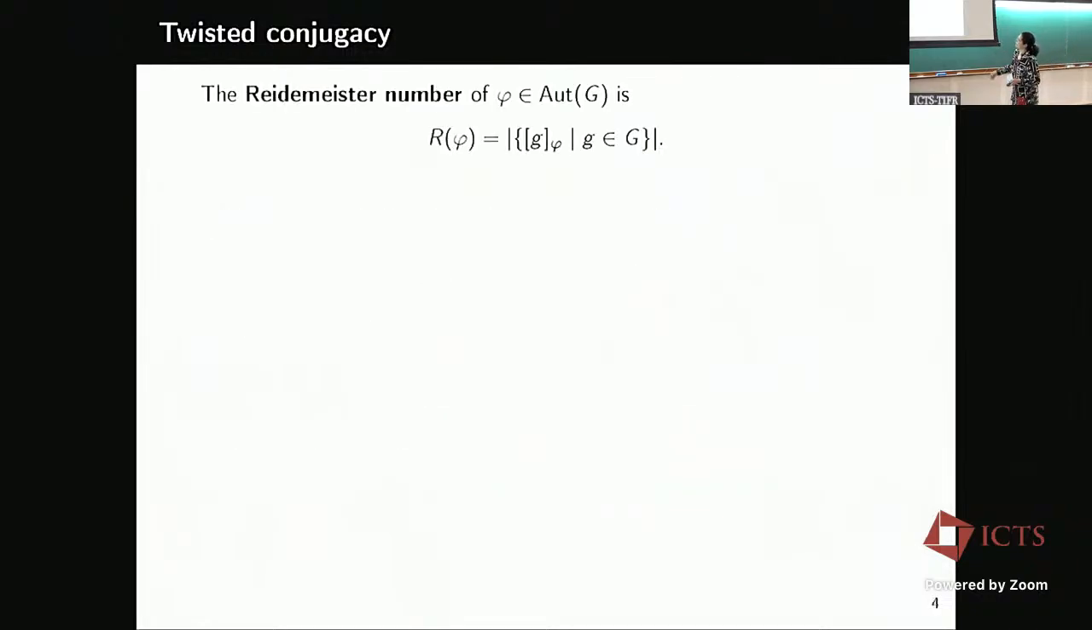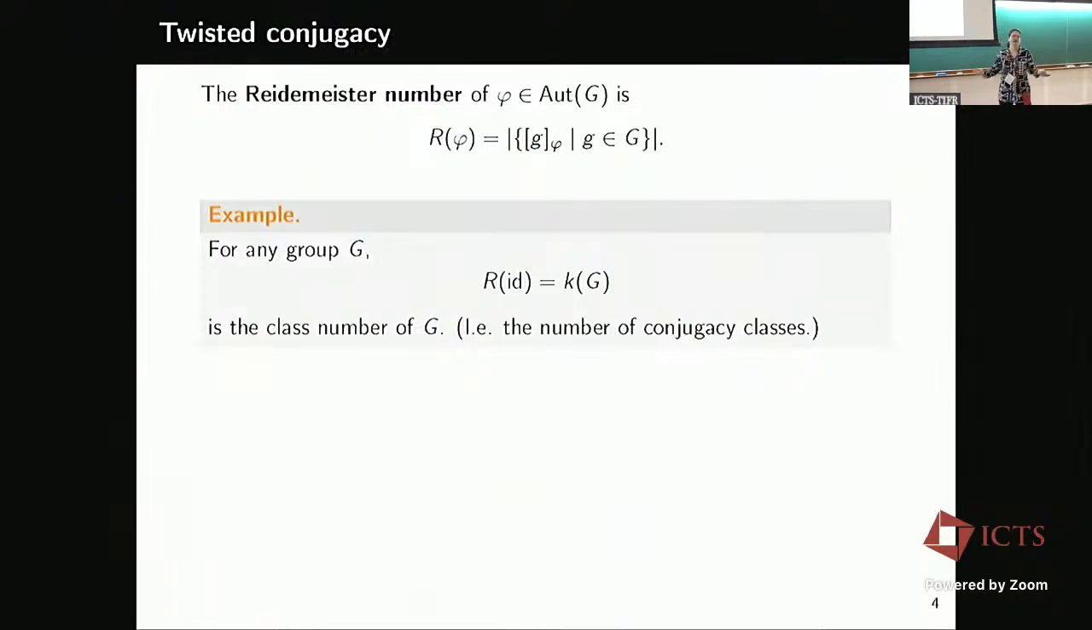When we're working with twisted conjugacy classes, one of the more interesting things for us, and I'll explain why in a minute, is what the possible numbers are that we can get as Reidemeister numbers. If I take an endomorphism or an automorphism phi, how many phi-twisted conjugacy classes are there? That's called the Reidemeister number of the automorphism or endomorphism. A trivial example: for an abelian group, the Reidemeister number of the identity is just the total number of conjugacy classes, so the class number.